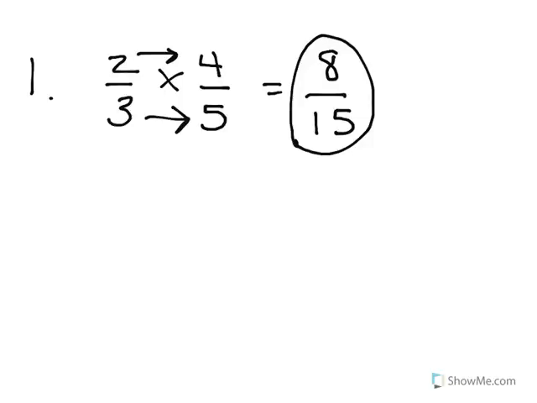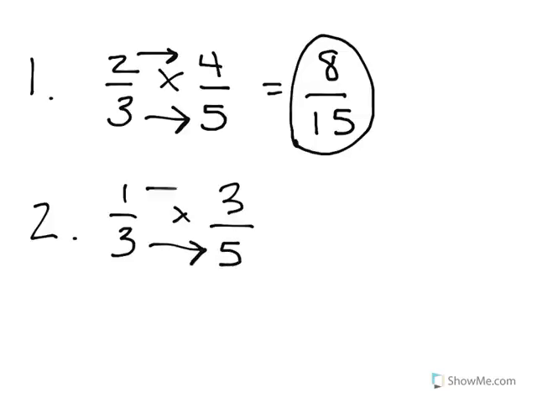Next example here, again, just multiplying across. We're going to have 1/3 times 3/5. Again, don't have to worry about common denominators. We're just multiplying across. 1 times 3 is 3. 3 times 5 is 15. Again, you have to ask yourself, is there any common factors?